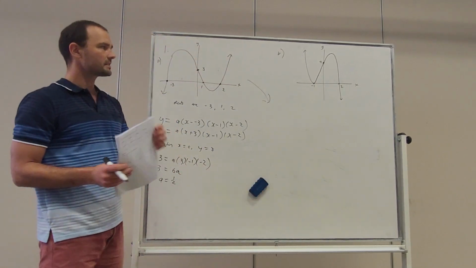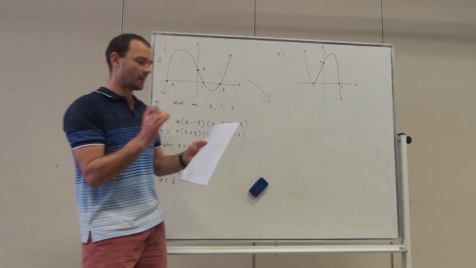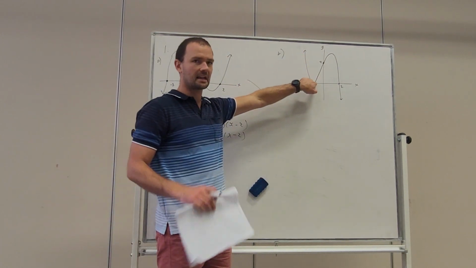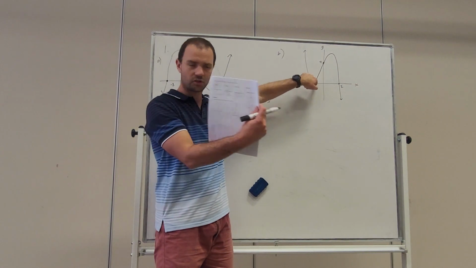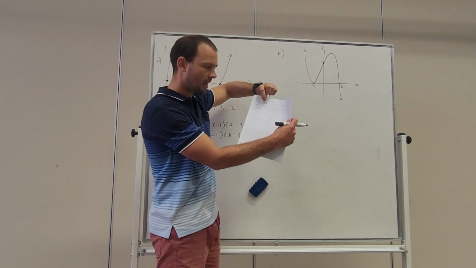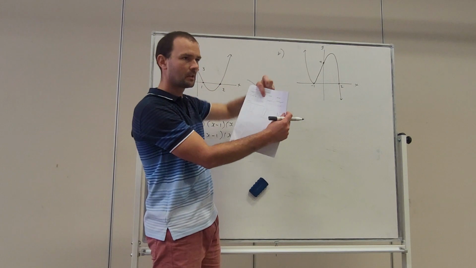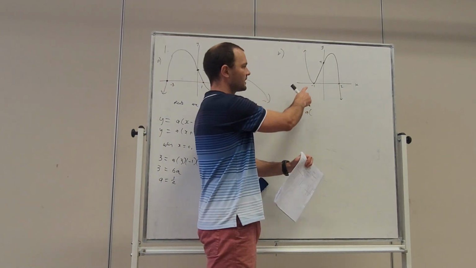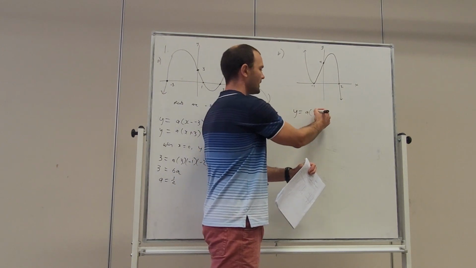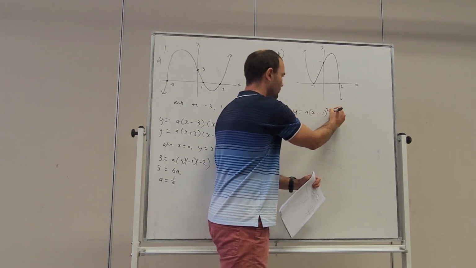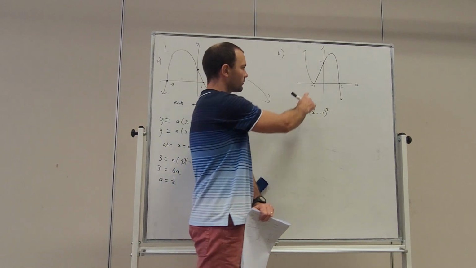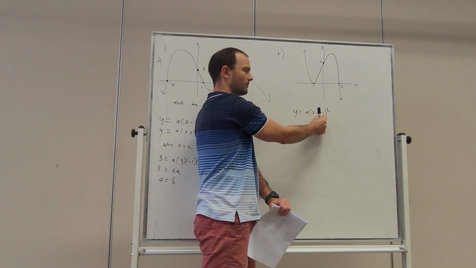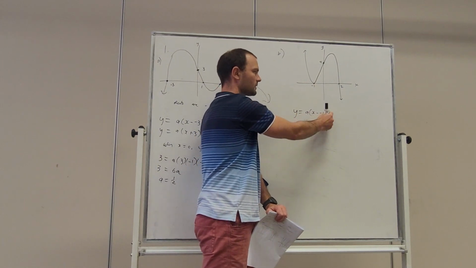So looking at this, all right, and we're going to use our table to help us, we can see it touches the x-axis here. And so when it touches, what kind of factor is that? A squared factor. So we're going to have y equals a times x take minus 1 squared, all right? The root is minus 1, it touches at minus 1, so it's x take minus 1, and because it touches, squared.